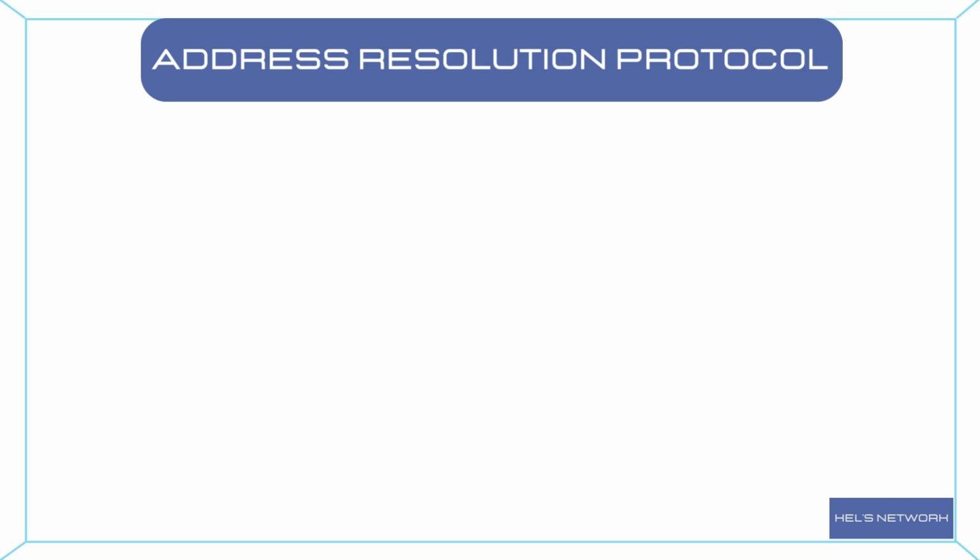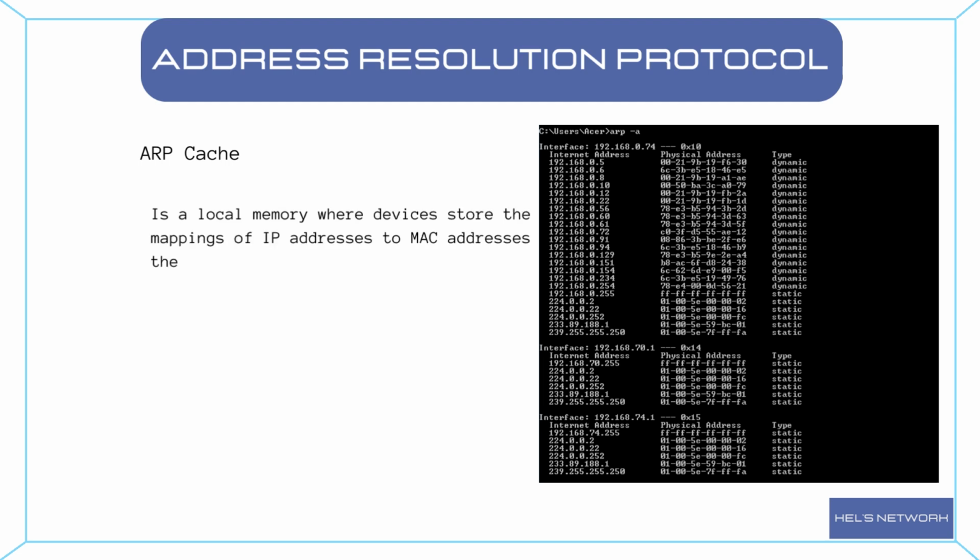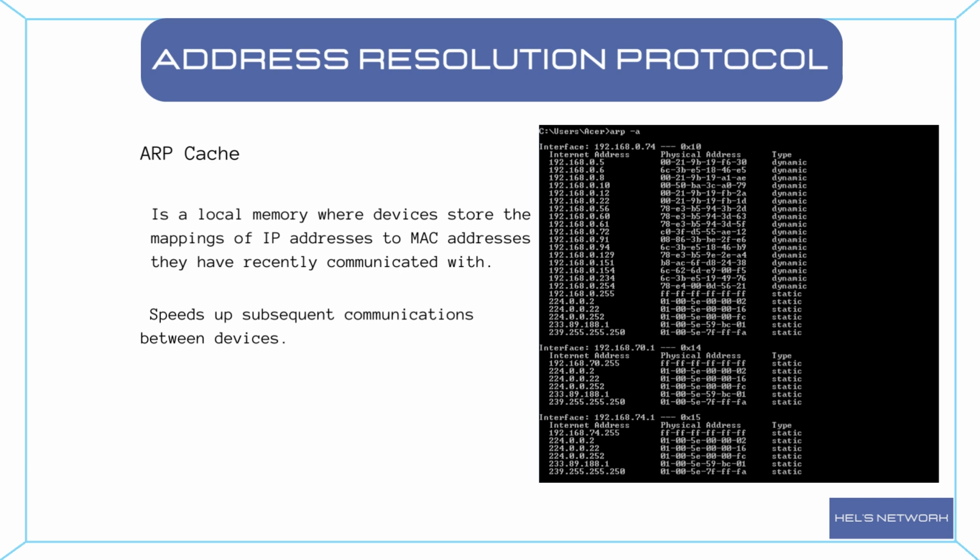To optimize network performance and reduce ARP broadcast traffic, devices maintain an ARP cache or ARP table. The ARP cache is a local memory where devices store the mappings of IP addresses to MAC addresses they have recently communicated with. When a device needs to communicate with another device on the network, it first checks its ARP cache. If the mapping is present, it can directly use the MAC address from the cache without sending an ARP request. This caching mechanism speeds up subsequent communications between devices.